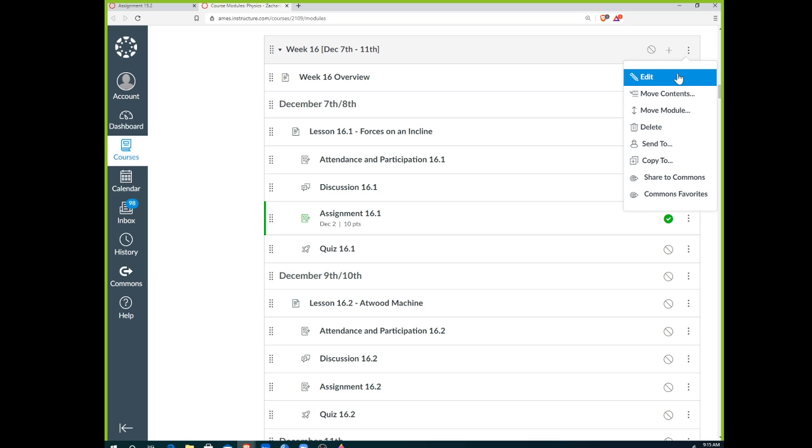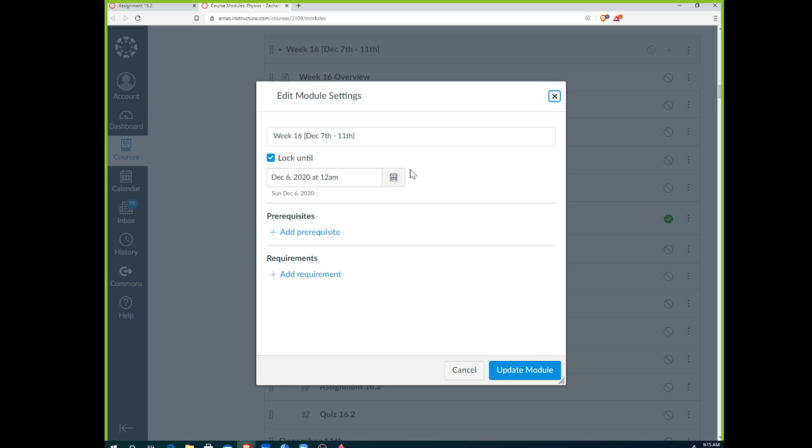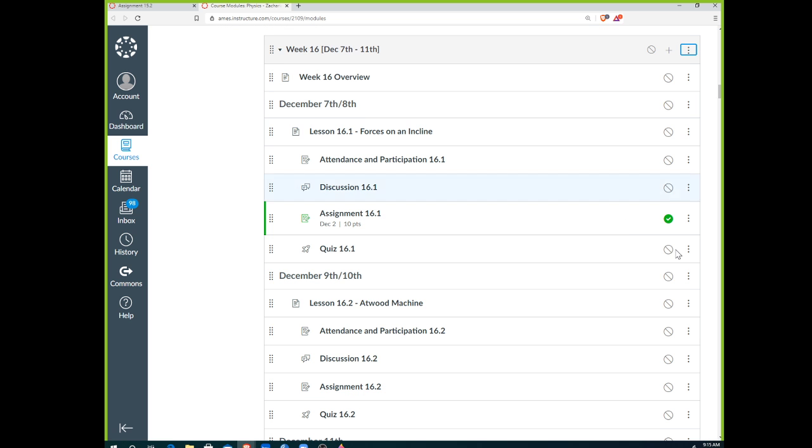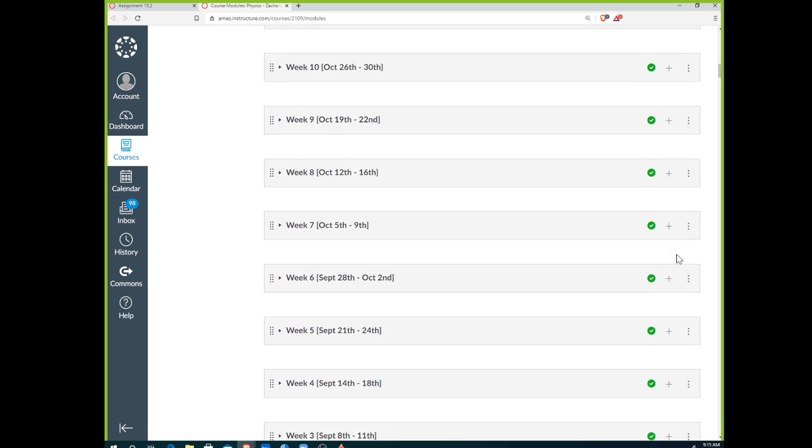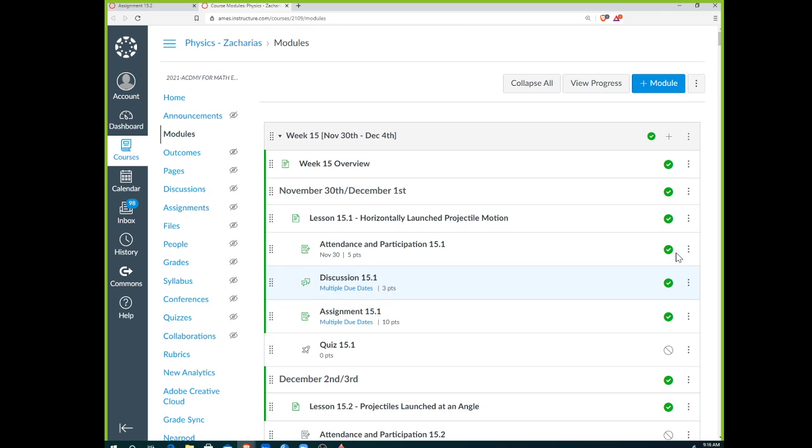But I thought I set this so that, yeah, the module's locked, so I guess you could get into the assignment. How are you getting into the assignment? Where are you seeing it? Is it in your calendar, or? It's on my to-do list. It's listed as due today, so.